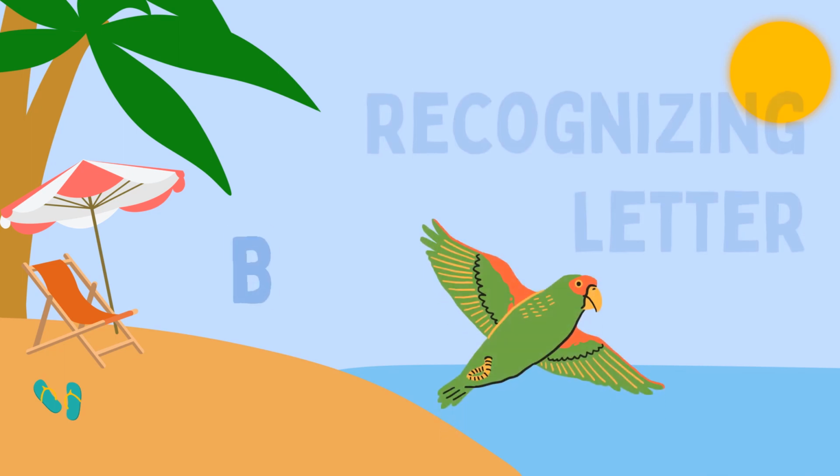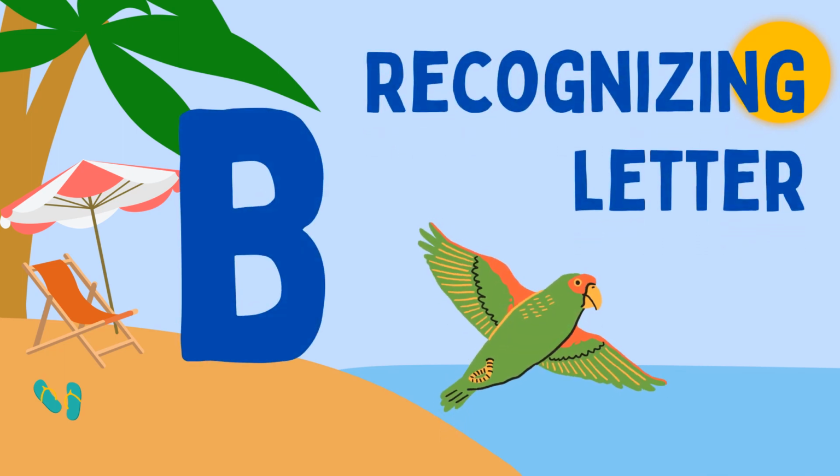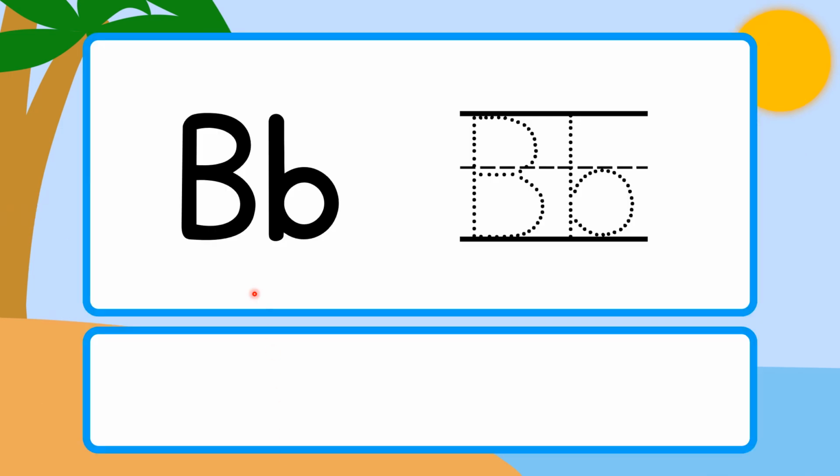Now, let's recognize the letter B. Big B. Big letter B and small letter B. Let's write the letter B. Start here. 1, and then 2, and then 3. Small letter B, start here. 1, and then 2.